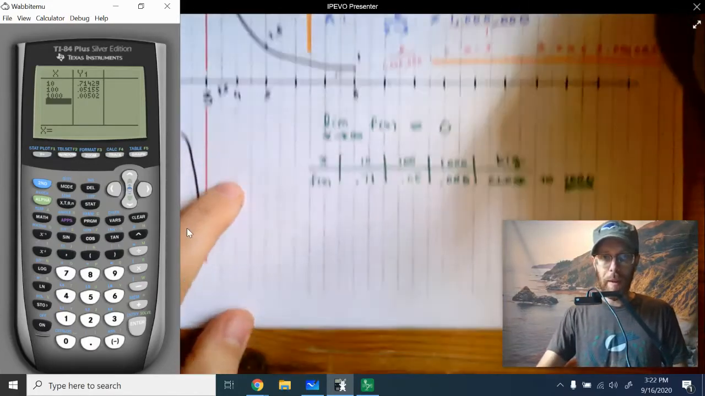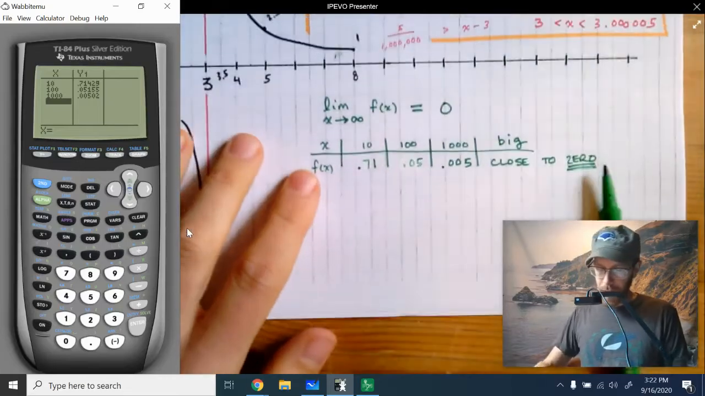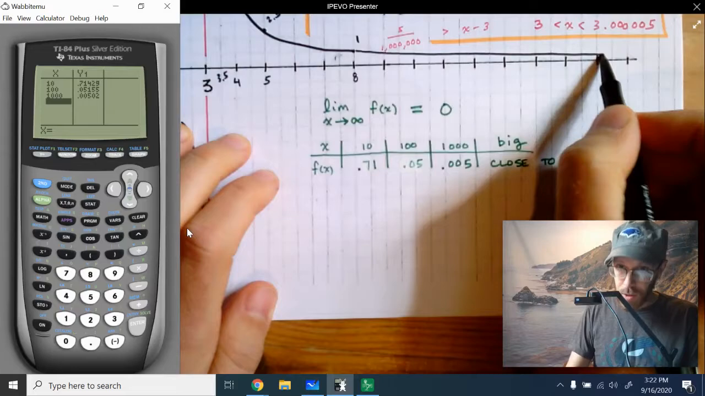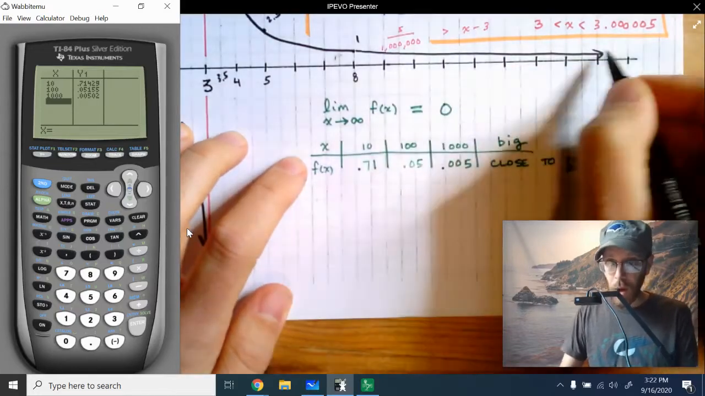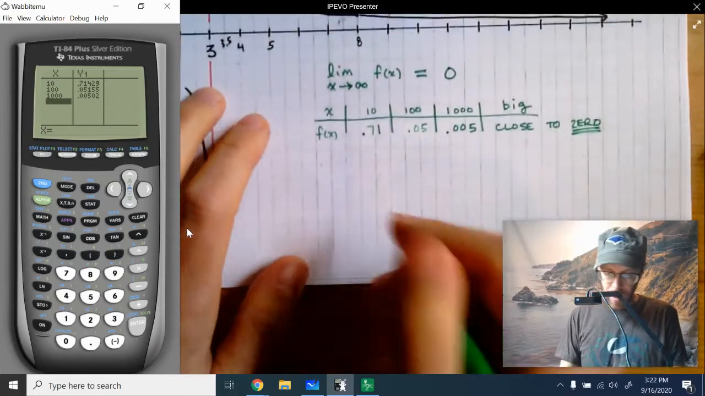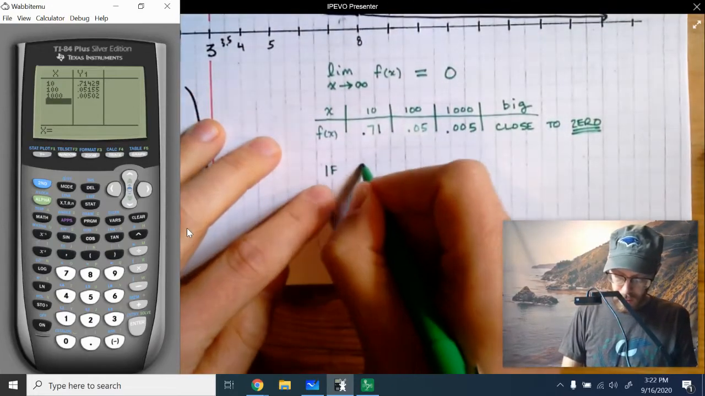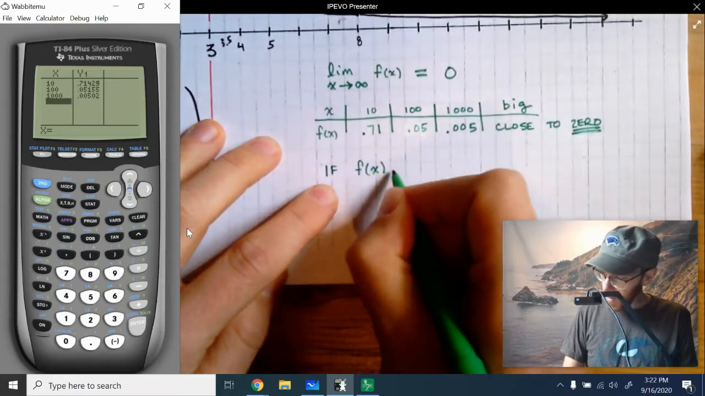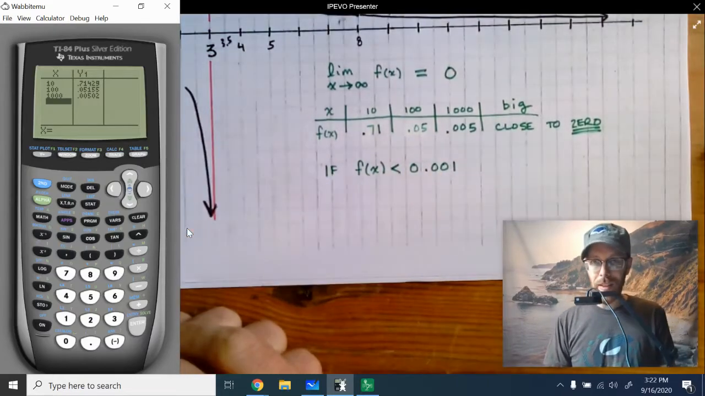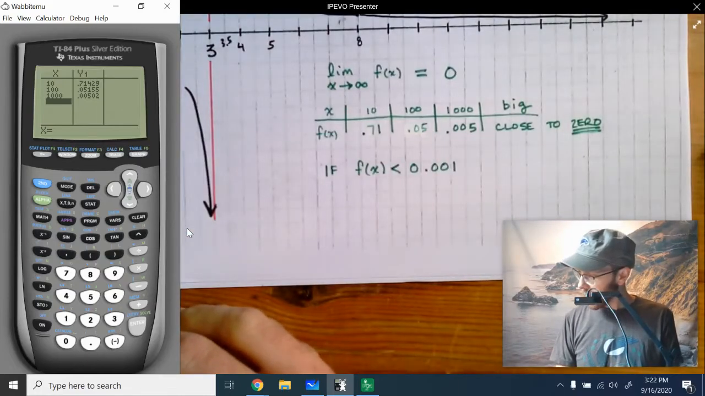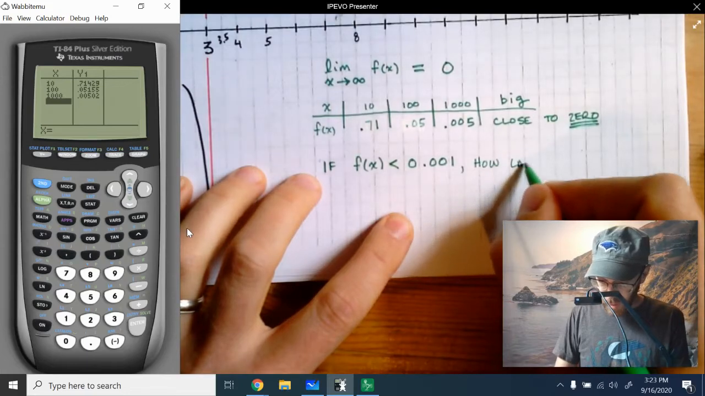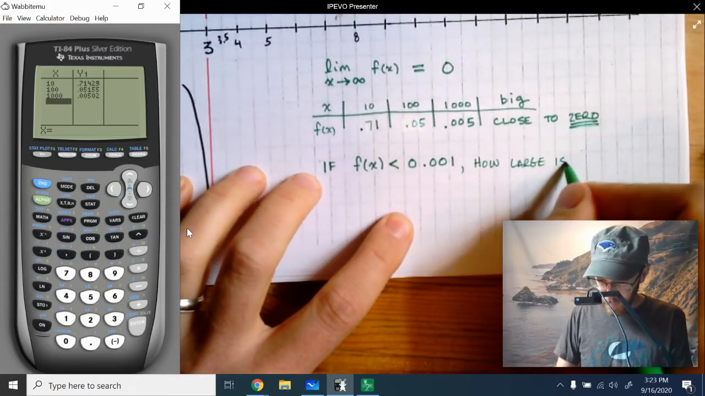Well, let me ask you a question about that. If this thing is getting closer and closer to the x-axis, to 0, as x is getting large, then if f of x is this tiny, it's less than 0.001, how large is x?